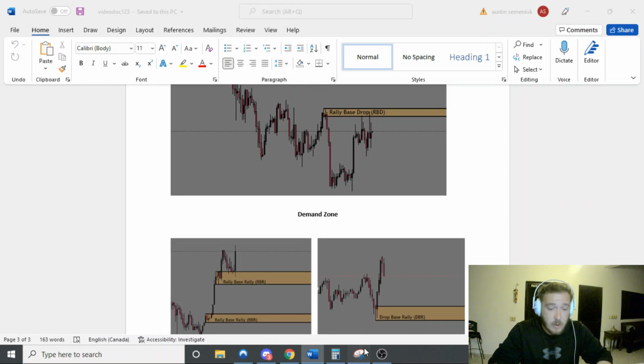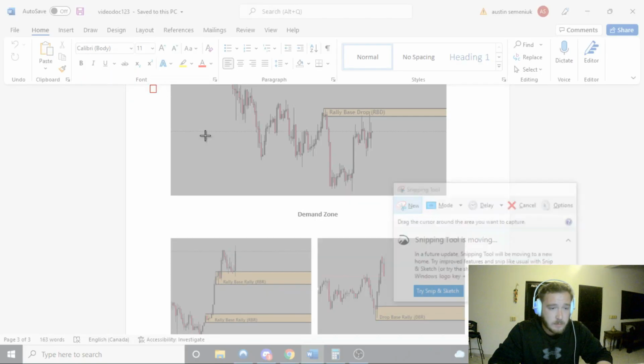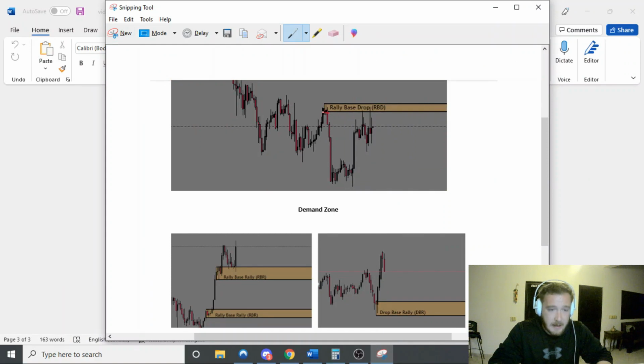And if you look at what do they all have in common? Well, they all have in common a base and a very strong leg out, right? They all have in common a base, but more importantly, we want to see a very strong leg out.